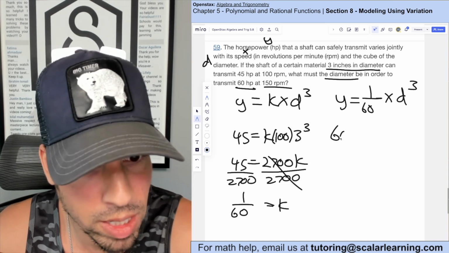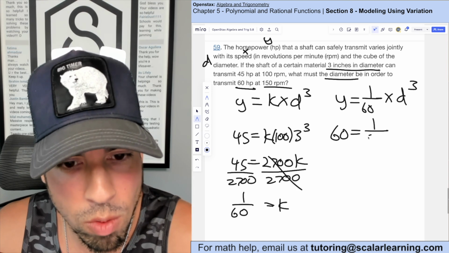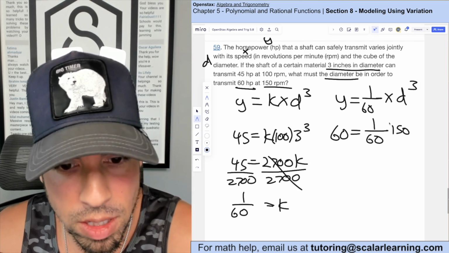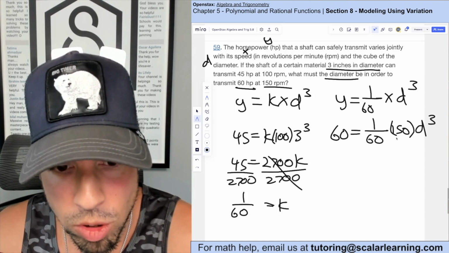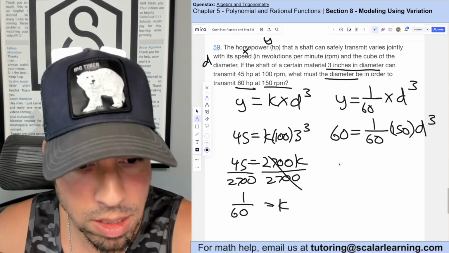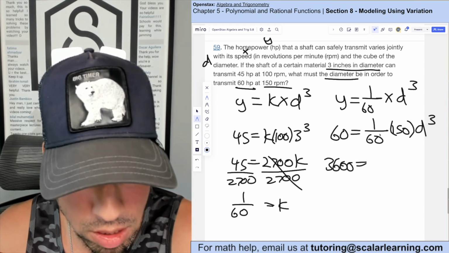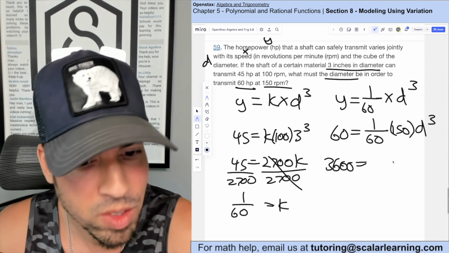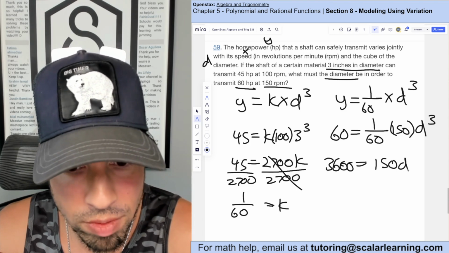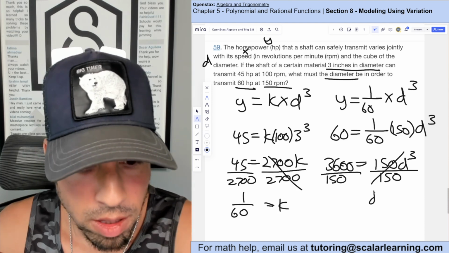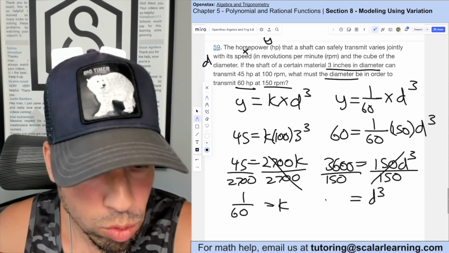So let's plug and chug. We got 60 equals 1 over 60 times x, which is 150, and then times the diameter cubed. So now we're going to isolate. Let's first multiply 60 times both sides. So we get 3,600. That kills the 1 over 60, right? 60 times its reciprocal just goes to 1, equals 150 d cubed. Then we're going to divide both sides by 150, and that would give us d cubed equals 24.